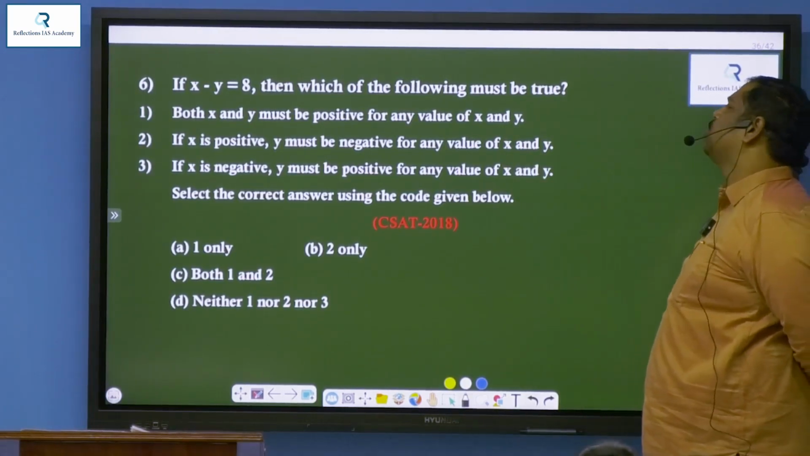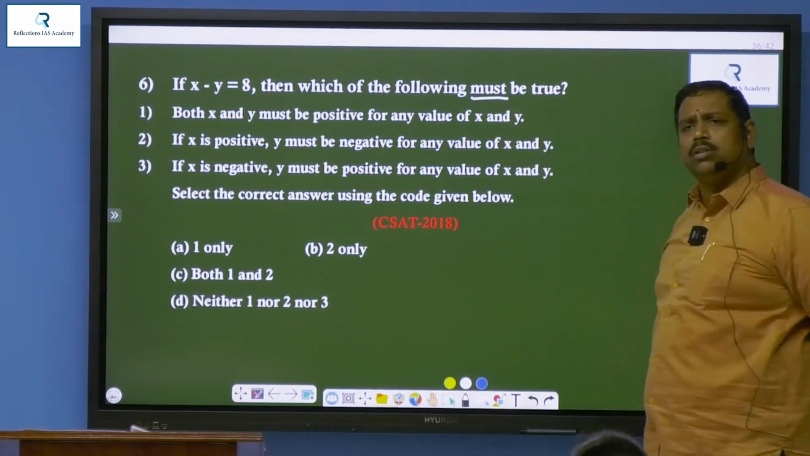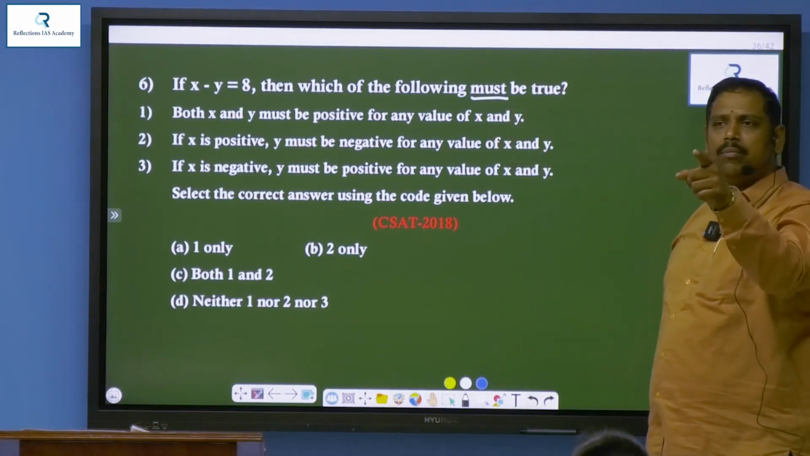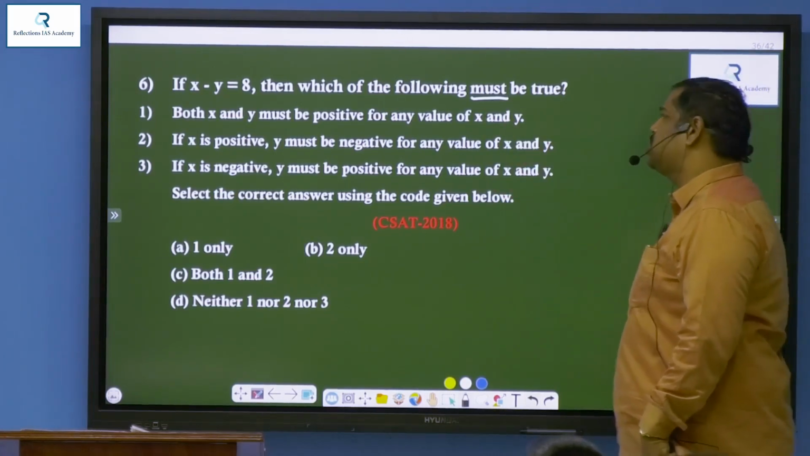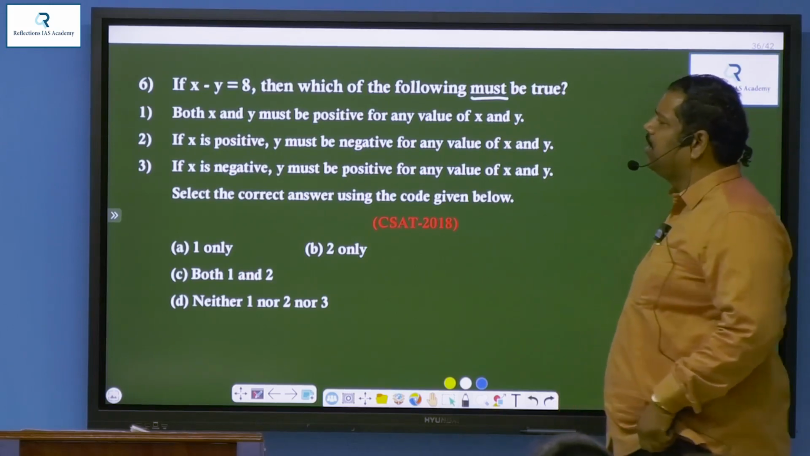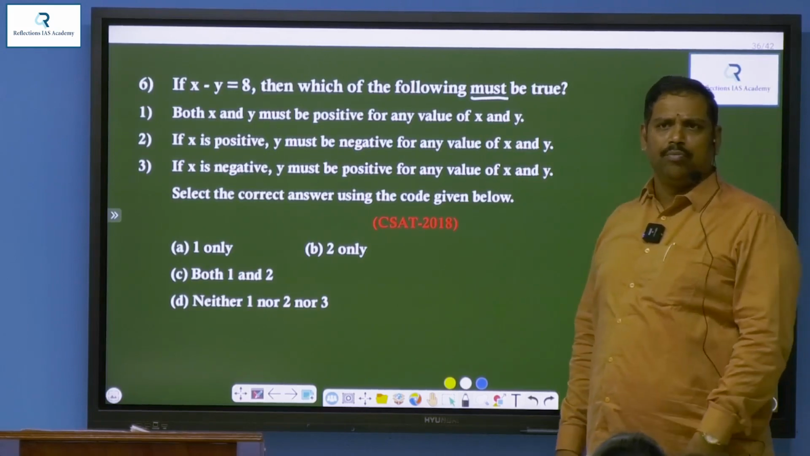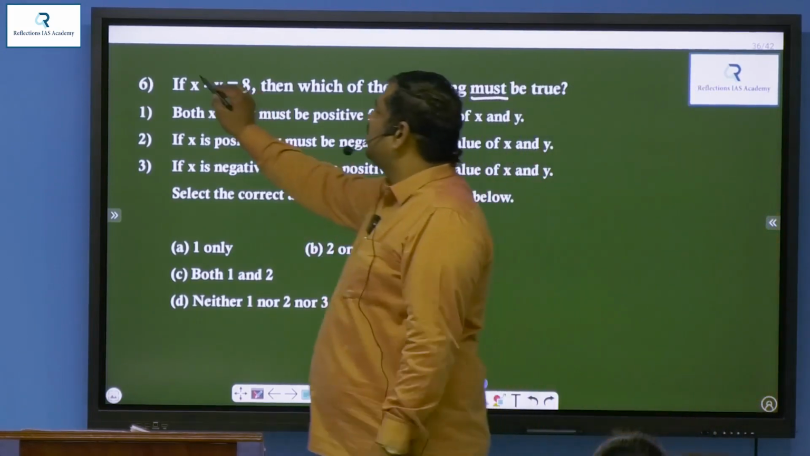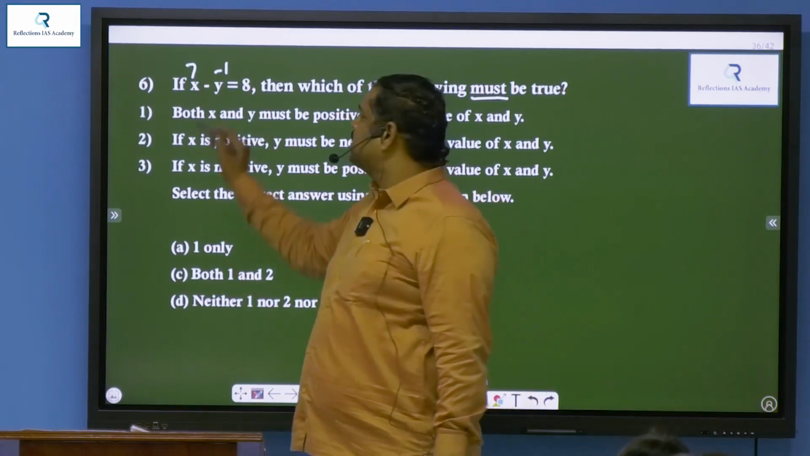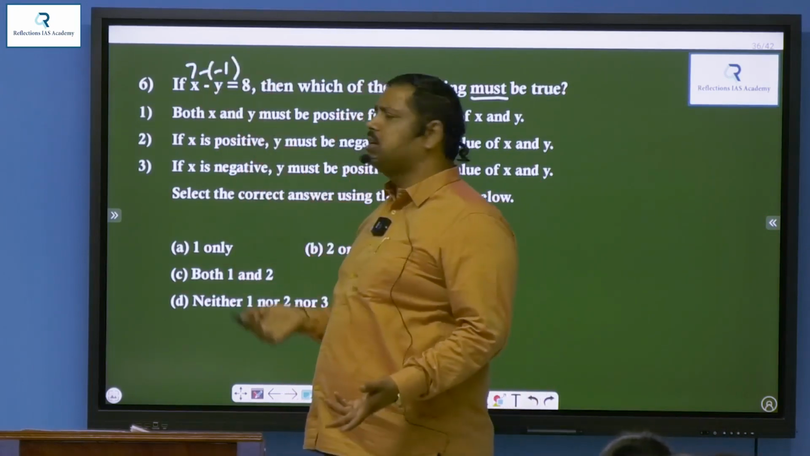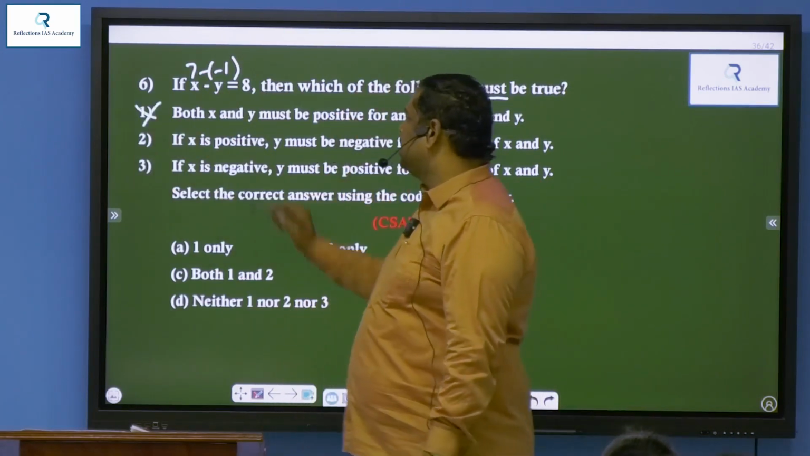If X minus Y is equal to 8, then which of the following must be true? Is he asking about possibility or mandatory rule? Mandatory he is asking, right or wrong? Okay. What's the first one? X and Y must be positive for any value of X and Y. Here, X minus Y should be 8. He is saying that X and Y should be positive. Why, sir? I'll take X is equal to 7, Y is equal to minus 1. Then X minus Y, minus of minus will be plus, I will get 8. Means first one is valid or invalid? Invalid. So leave it. Second one.